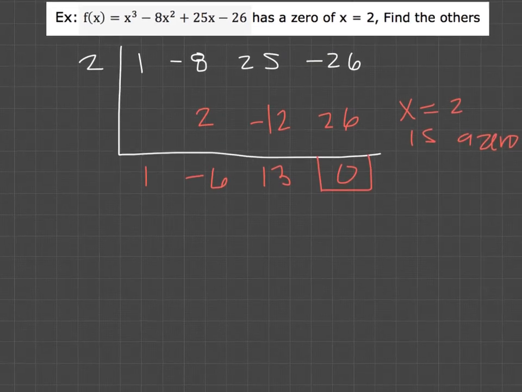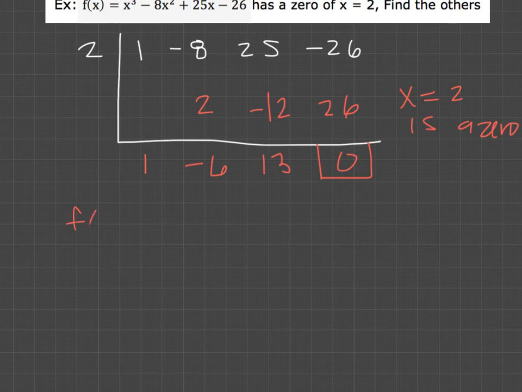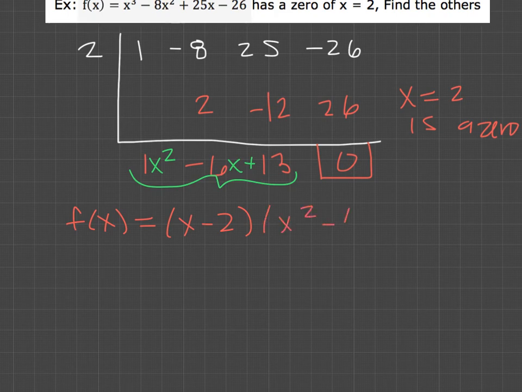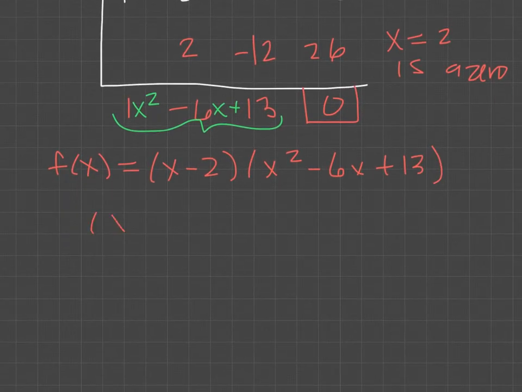And that also tells us that x minus 2 is a factor. And then we can get the coefficients of the other factors from these numbers right here. So 1x squared minus 6x plus 13. That's going to be our other factor. And we can try to factor that. All right, we're wanting to find the zeros that come from that factor. So we set it equal to 0.